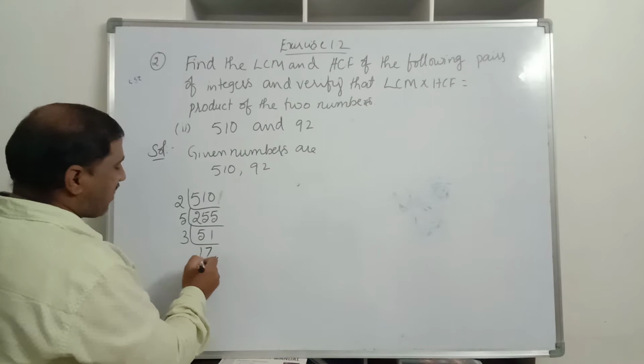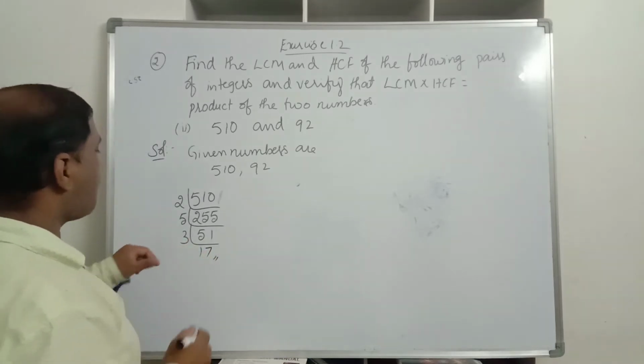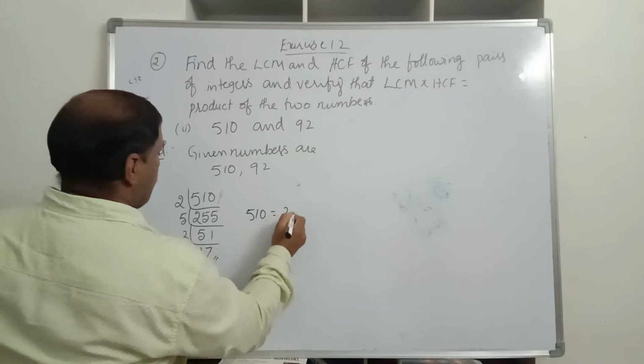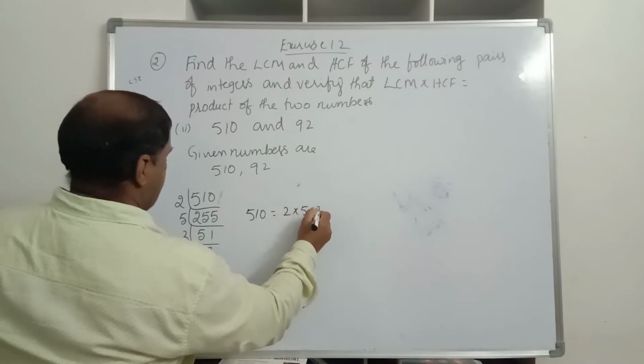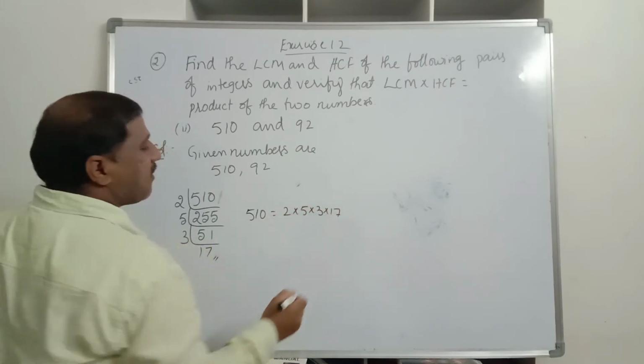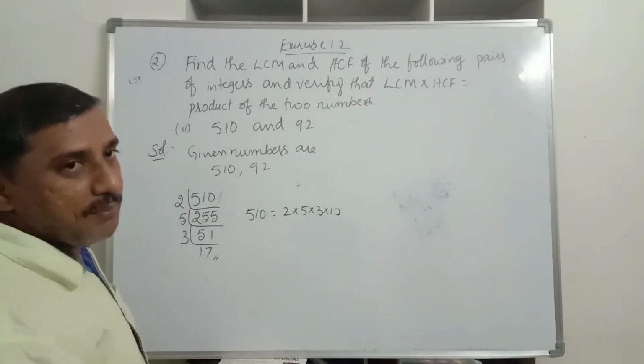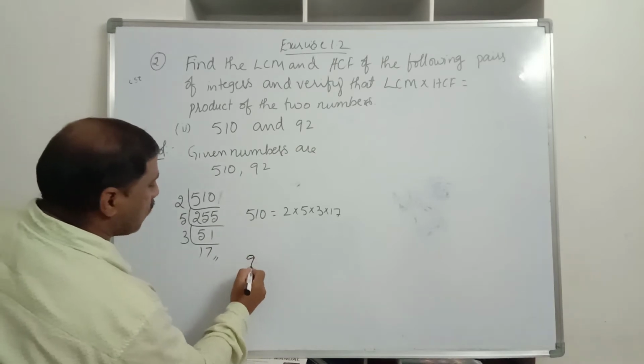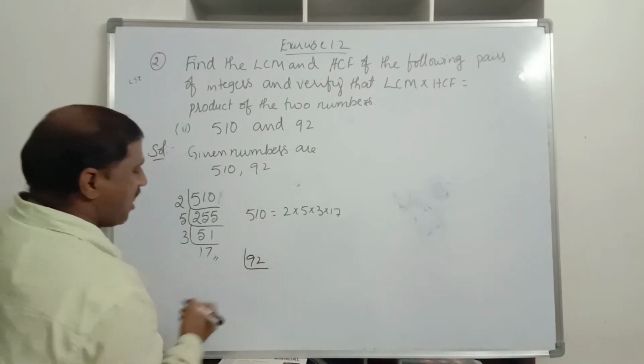So what is the prime factorization of 510? That is, 510 is equal to 2 into 5 into 3 into 17. Here no prime factor is repeated. Similarly, find the prime factorization for 92.